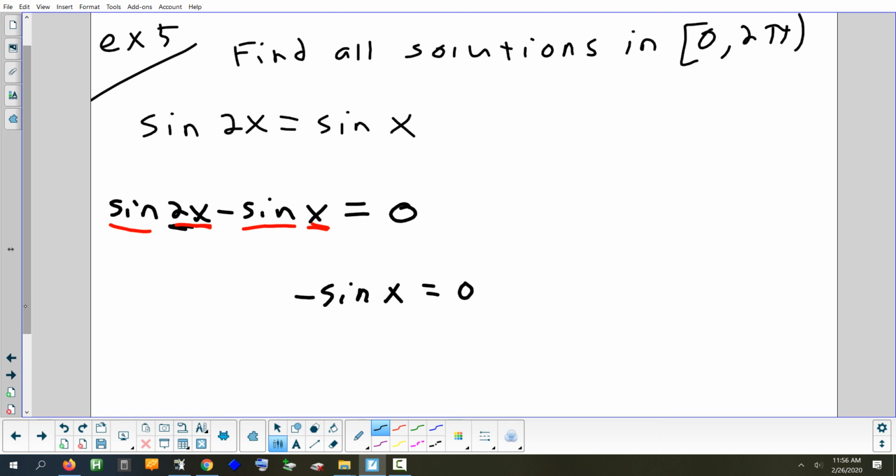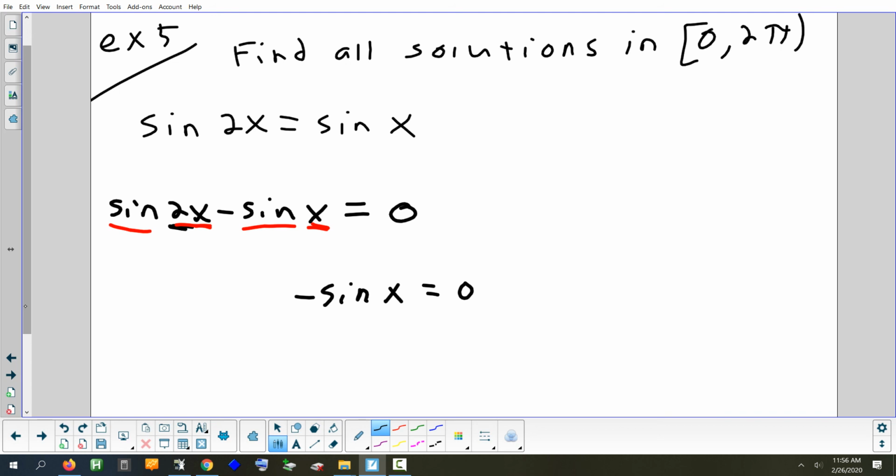Do you remember what group of identities these were called when you have a 2 in front? Like we had the Pythagorean, we had... What group of identities is this? Yep. Double angle. That's a double angle identity. So what we need is the double angle identity for sine 2x.